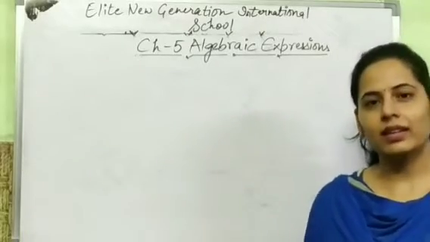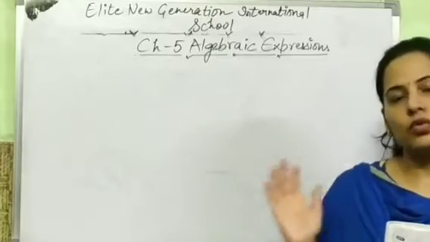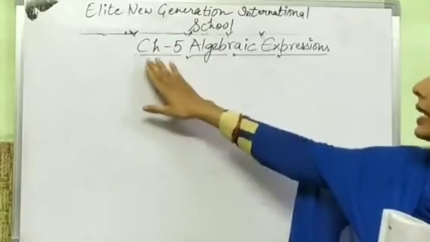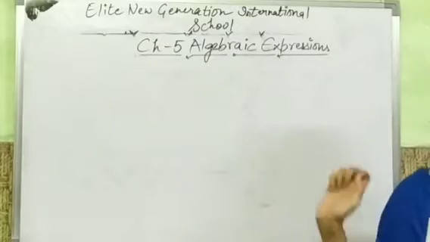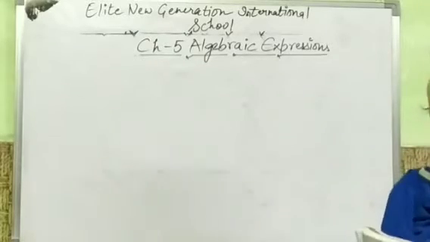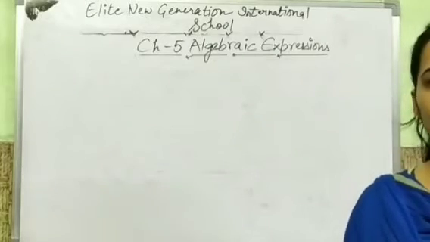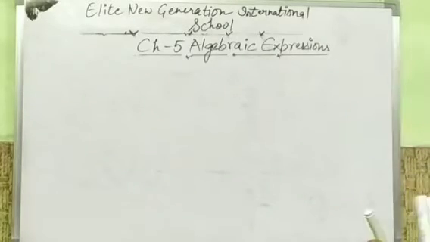I'm here again and I'm making a new video, but we will continue the same chapter, chapter 5 algebraic expressions. But in this video you will understand how we can divide a monomial by a monomial. This is exercise 5E.